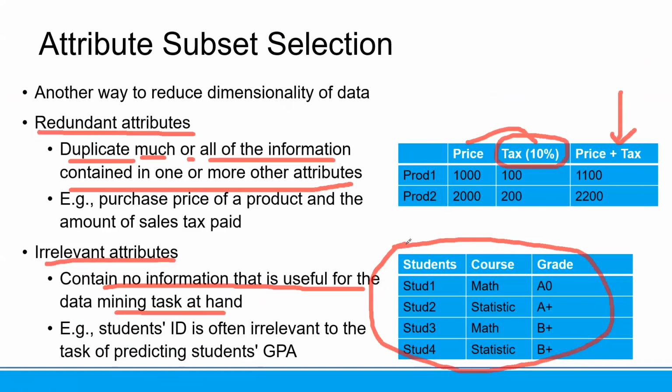So the student ID is often irrelevant. If you have only ID, is it meaningful? Usually it is not meaningful because ID is unique. So if it is not relevant, you can just remove it. Some other attributes might be irrelevant and you can determine that based on your data set.